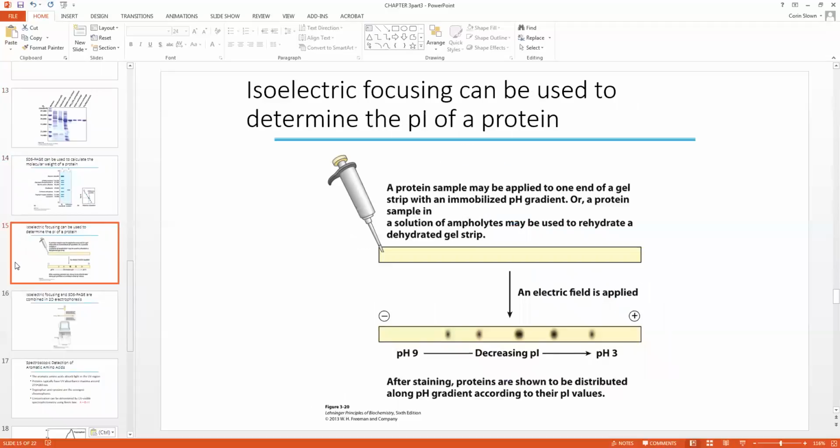We could also use isoelectric focusing to determine the isoelectric point of a protein. So that's where I apply a protein sample to one end of a gel strip with an immobilized pH gradient. And then I apply an electric field. And after staining, I'm able to determine the distribution along that pH gradient according to the isoelectric values.